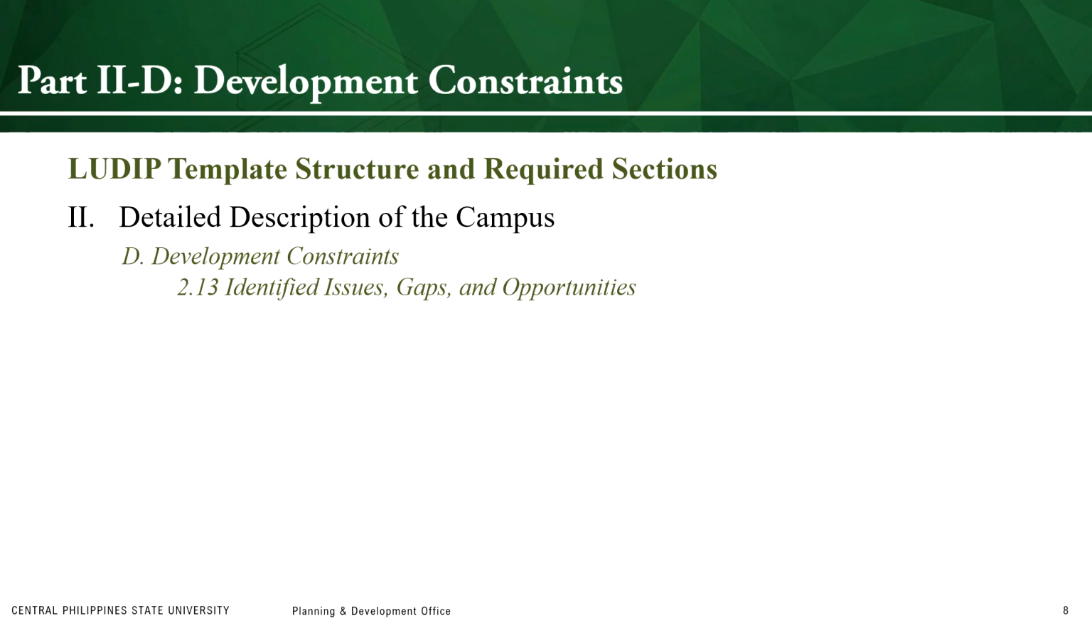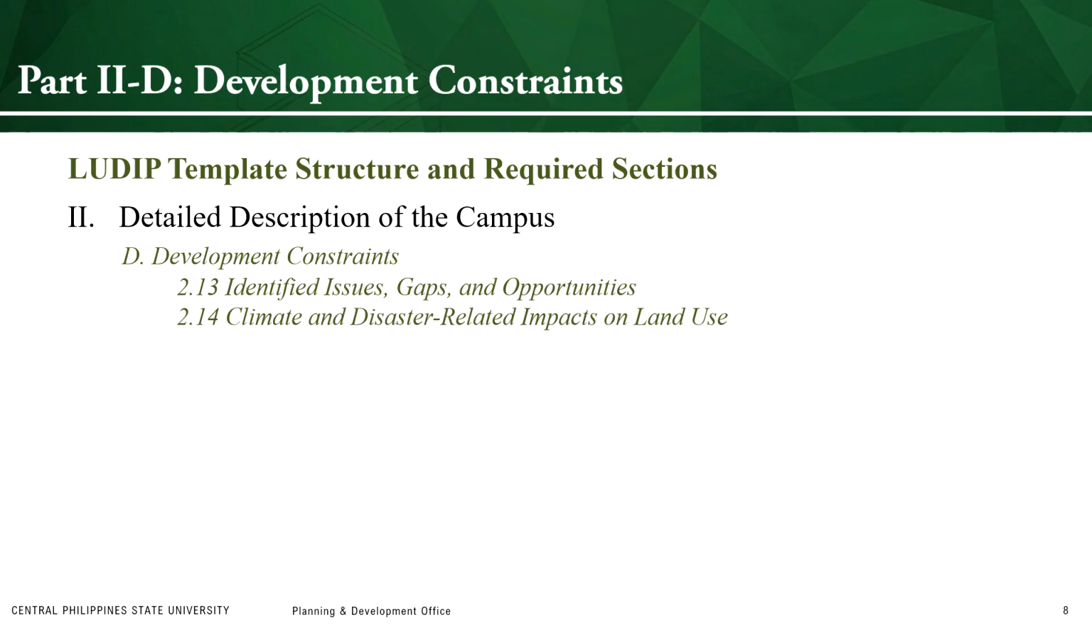The SWOT analysis is critical. It forces you to identify not just problems, but also strengths to build on and opportunities to seize. Section 2.14, climate and disaster-related impacts on land use. This section connects your historical experience with disasters to your future planning decisions.